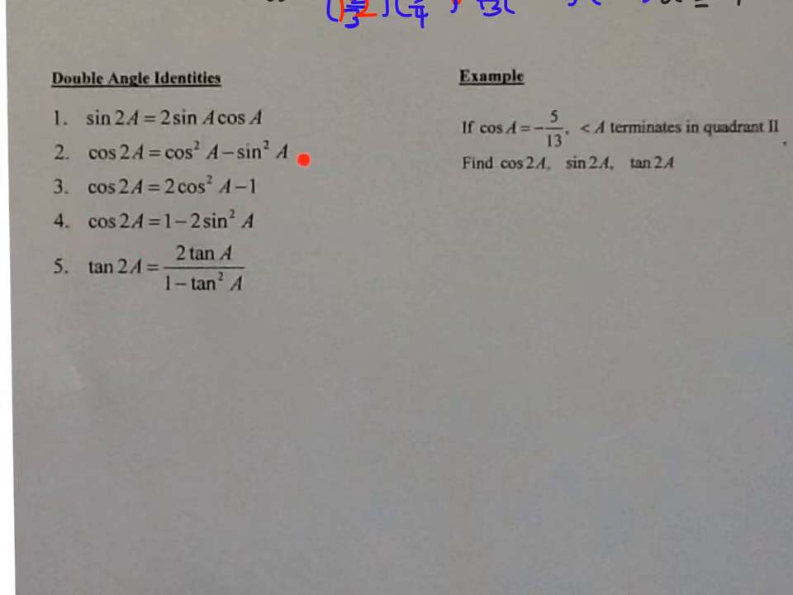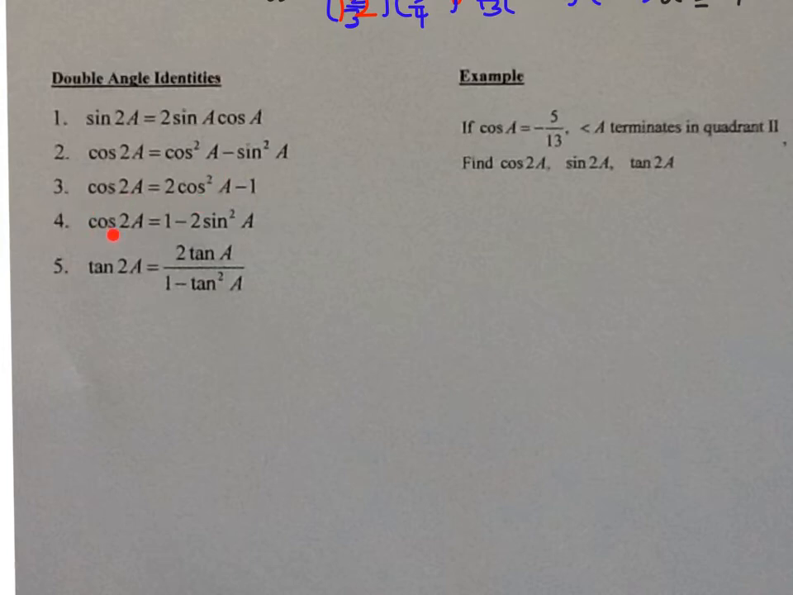Now, look at formulas 2, 3, and 4. There are 3 different formulas for cosine of a double angle. So which formula do you use? Well, it depends on the information that is given to you. Sometimes it doesn't matter which formula you use. But let's say they only give you cosine. Well, you would want to use this formula, which is cosine 2A equals 2 cosine squared A minus 1, because you only have cosine in the formula.